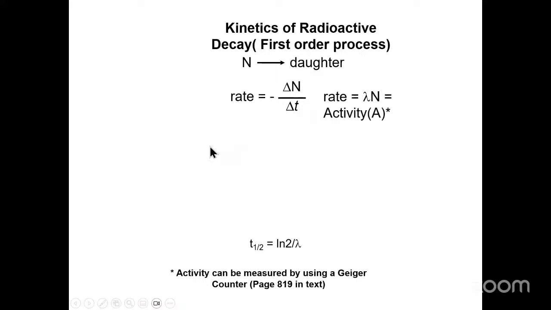Now, we can actually measure the rate based on what is called the activity, right? The activity is something you can measure using an instrument known as a Geiger counter. I'm going to show you how that works in the next slide. But basically, from the Geiger counter, you can measure the activity directly. And the activity is equal to lambda times N. Now, N is the number of nuclei, and lambda is called the decay constant.